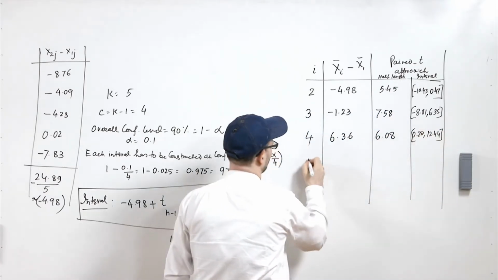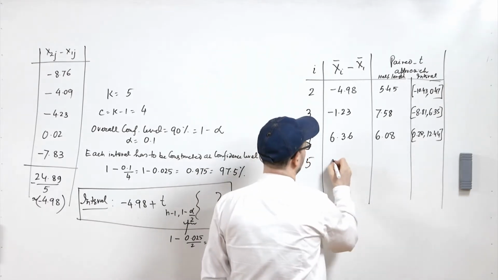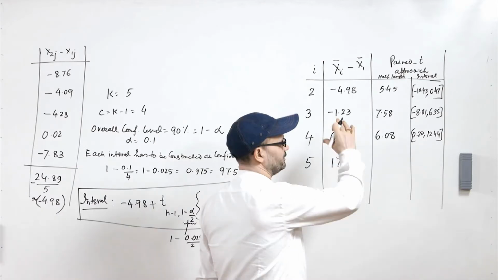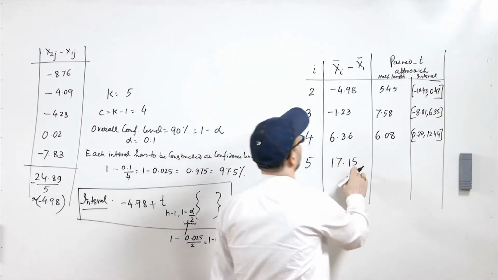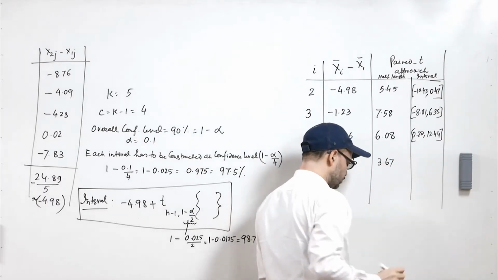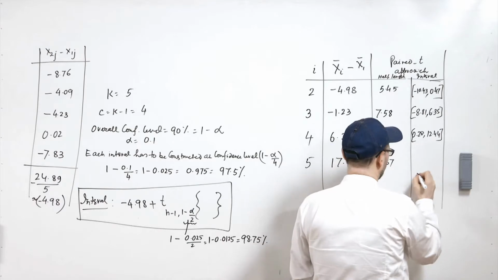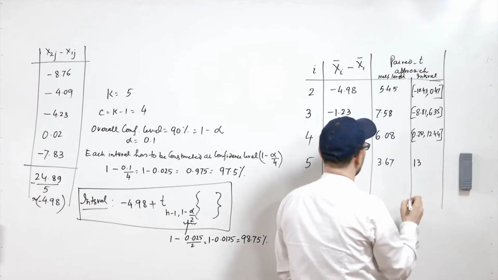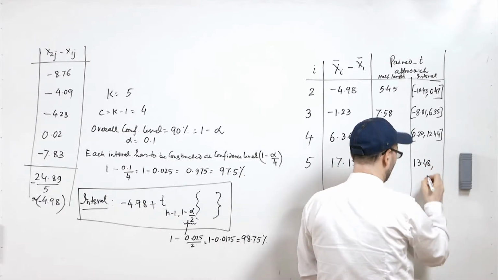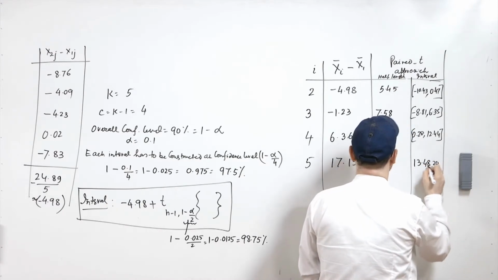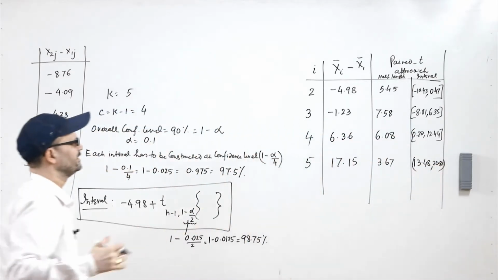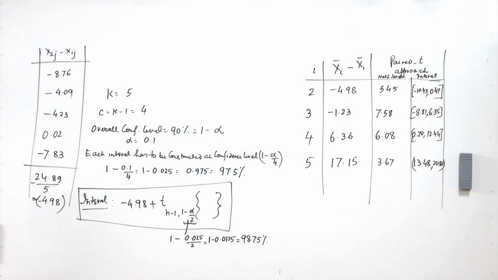And for the fifth system, you will have the mean value, so the mean of the differences, that is 17.15, and this is coming out to be 3.67. So, you will have the half length. So, your interval comes 13.48, and you have 20.82. So, what we see is that in this case we get these confidence interval values.